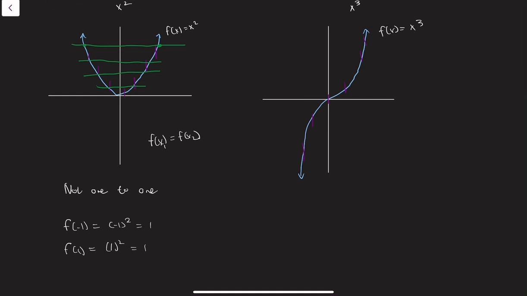Whereas for f of x equals x cubed, we see that it does pass the horizontal line test. So not only does it pass the vertical line test, it passes the horizontal line test. So we can say that this is one-to-one, since for all x, f of x1 does not equal f of x2. There are no inputs that correspond to the same output value. So that's the definition of a one-to-one function, and that's how we can tell using the horizontal line test.